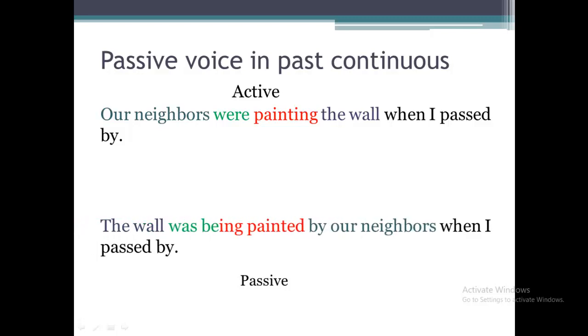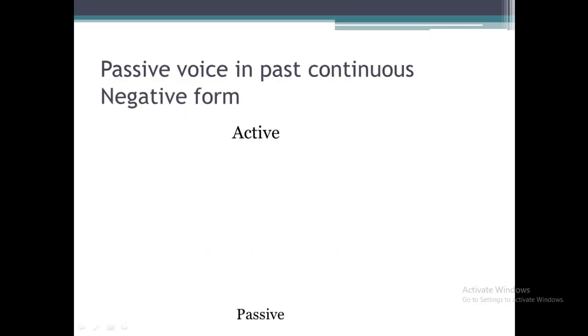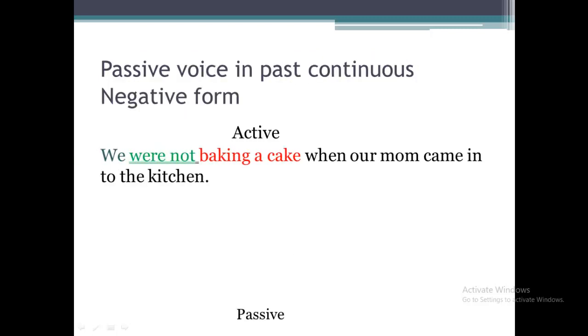Okay, when I change it into passive voice, the wall would go all the way down. Okay, verb to be will take the form was because the object now is singular. The wall was being, ing with being. Finally, the action would be in verb 3. It's regular, so I just add ed. The wall was being painted by our neighbors when I passed by. Is that clear? Good. One sentence with negative form.